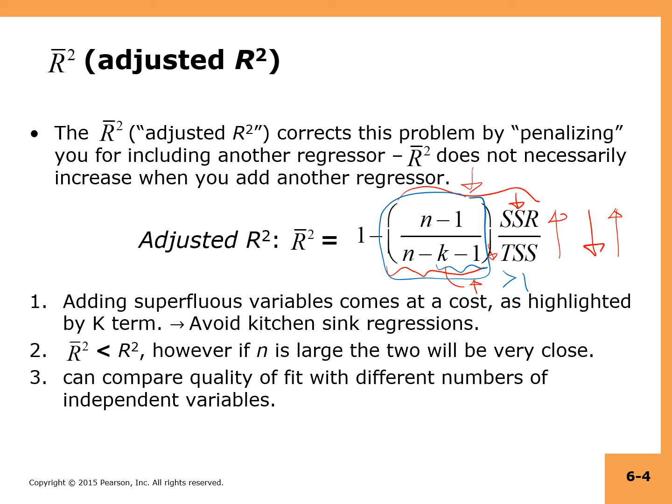Also notice that because this n minus 1 over n minus k minus 1 is greater than 1, if this gets big enough, you can have an adjusted R-square that's actually negative.